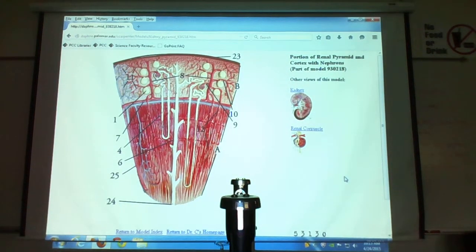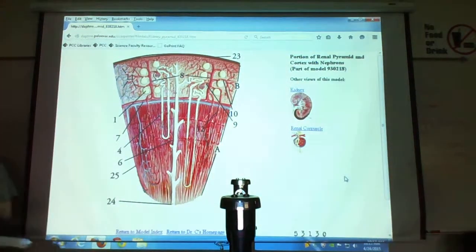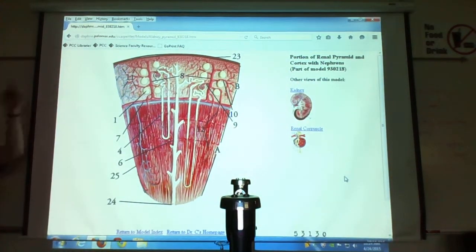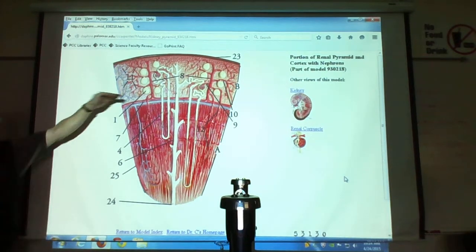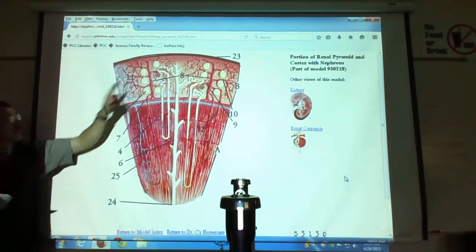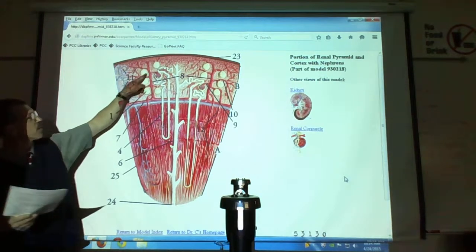So here's one pyramid, right? So blood vessel 25. Which one comes up between the pyramids? Interlobar, very good. Blood vessel number 7 would be what? If you're going to arcuate. Blood vessel number 8 would be what? Cortical radiate, because it's going up toward out of my cortex. And then that would then branch to the afferent, efferent.